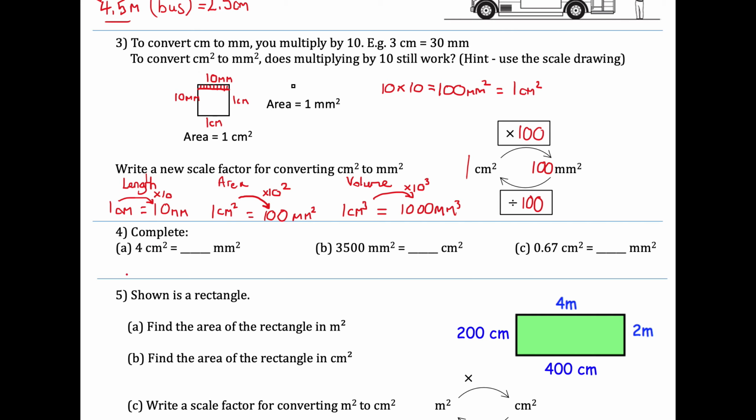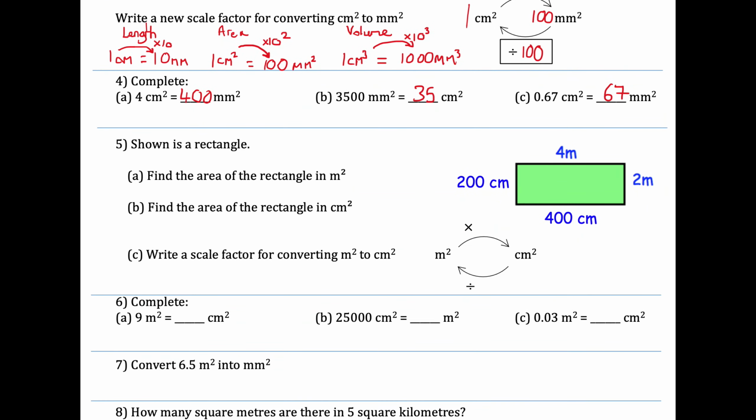Right, so complete the following. 4 square centimetres. Well, to square millimetres we're timesing by 100, so that would be 400 square millimetres. 3,500 back to centimetres, we're dividing by 100, so 35. And square centimetres, square millimetres again, timesing by 100, so that will be 67.